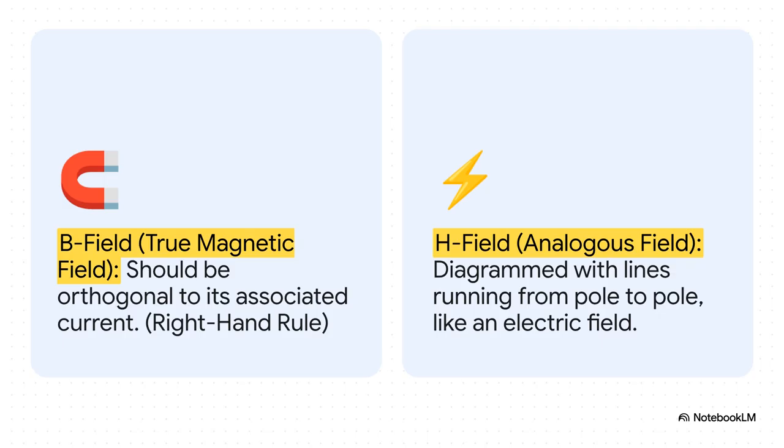You can think of the B field as the real magnetic field, the one that actually pushes on moving charges and has to obey the right-hand rule. The H field? Well, that's more of a mathematical convenience. It's often drawn with lines that just go from north to south, almost like an electric field.